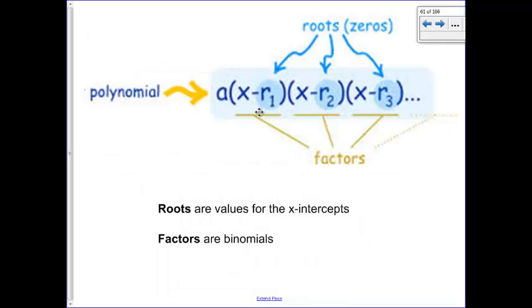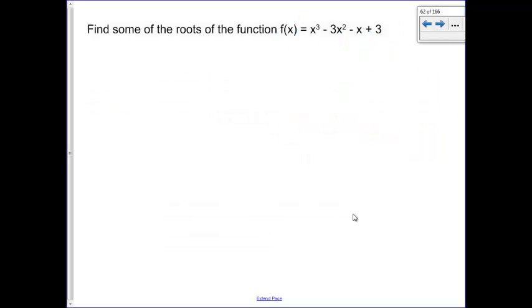Okay. One more slide here. The factors themselves are the x minus something, x minus something, x minus something. The actual roots or zeros or x-intercepts would be whatever these numbers are. We're clear on the terminology? Okay, let's try an example.